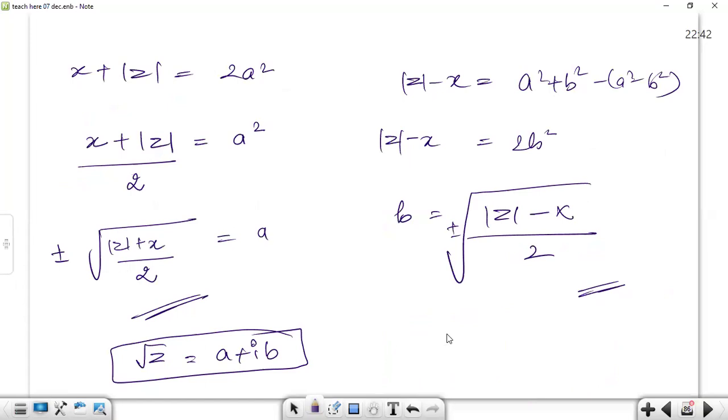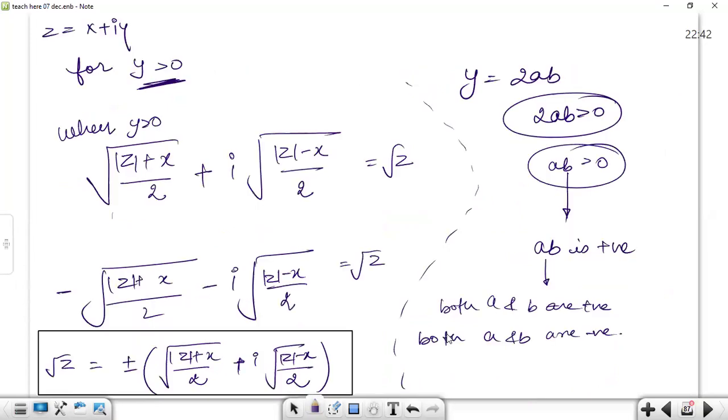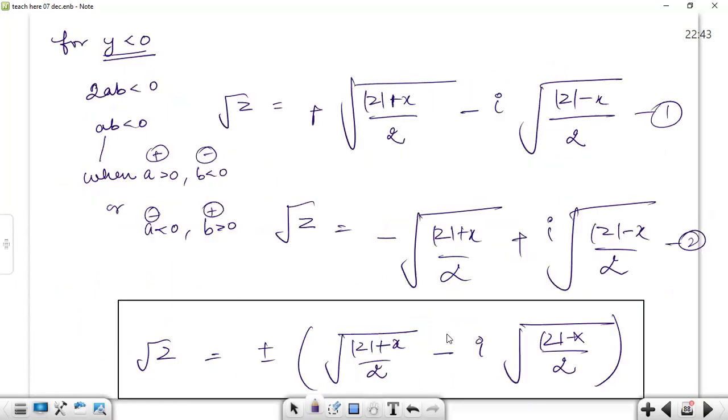Then we utilized the given information that y is equal to 2ab. So if y is going to be positive, of course a and b have to be of the same sign. If A is positive, B has to be positive. If A is negative, B also has to be negative. So accordingly, we have written the square root of the complex number. If y is negative, then both A and B have to be of opposite signs. Clear? Any doubt, anyone?